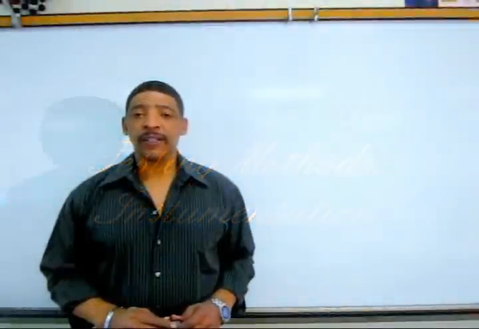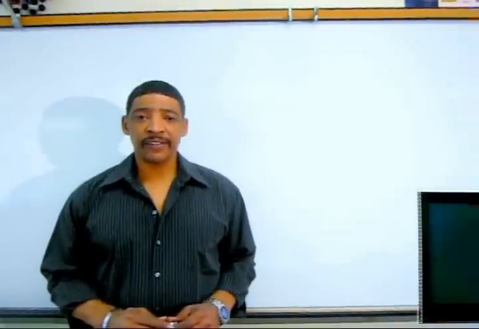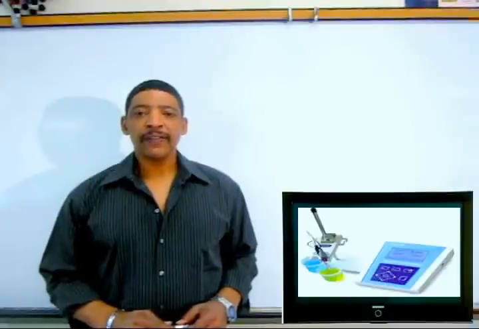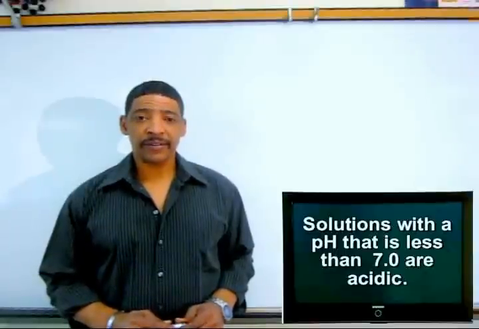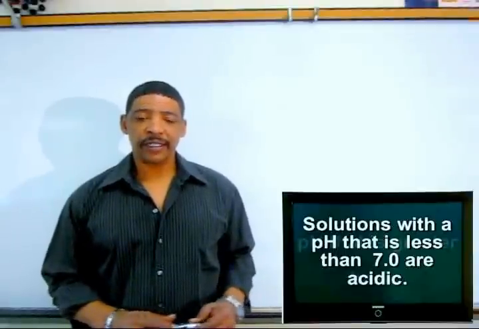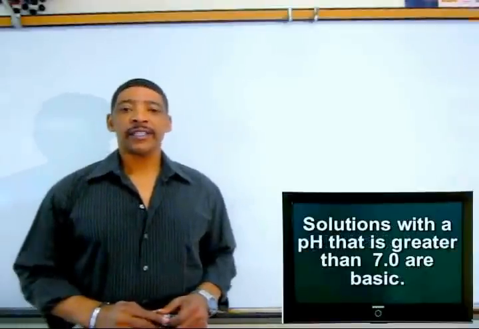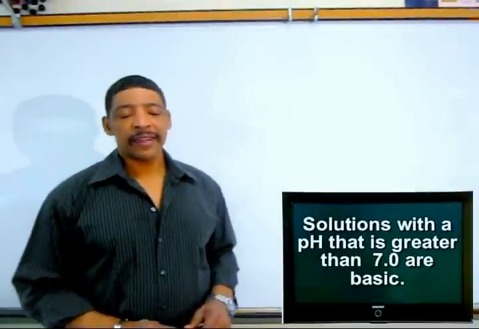One surefire way to determine whether a substance is acidic or basic is by using a pH meter. If the solution being tested has a pH below 7, then that substance is an acid, or acidic. If the pH is above 7, then that substance will be basic.